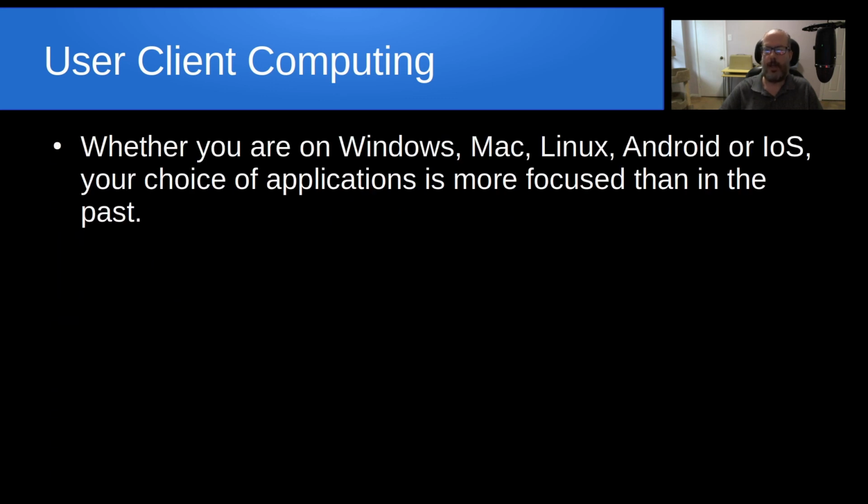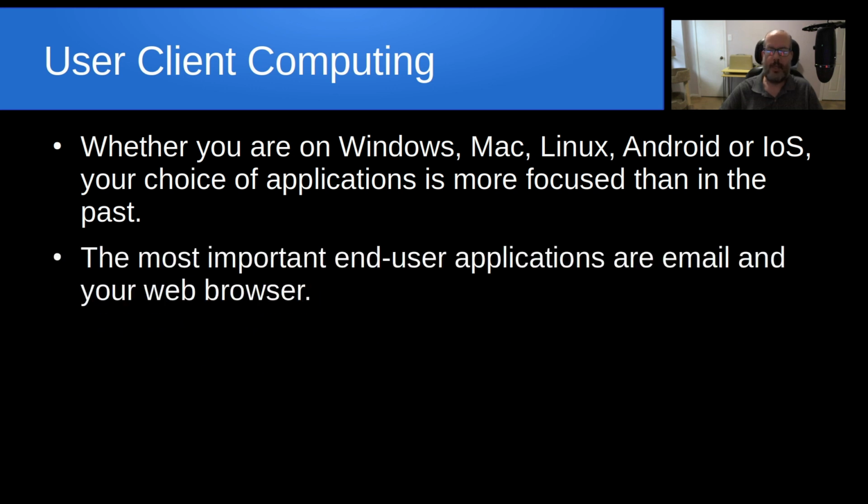So whether you're on Windows, Mac, Linux, Android, or iOS, your choice of applications has become more focused than in the past, and it really means that you have fewer applications that are doing more things. So the most important end user applications are now email and your web browser. And interestingly enough, a lot of people use their email through a web browser, and so sometimes it boils down to really just your web browser.